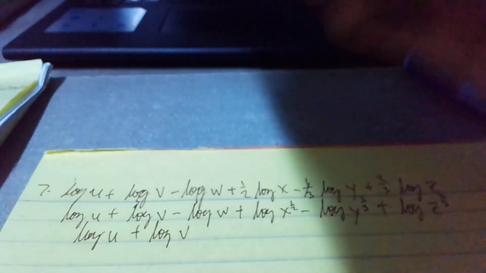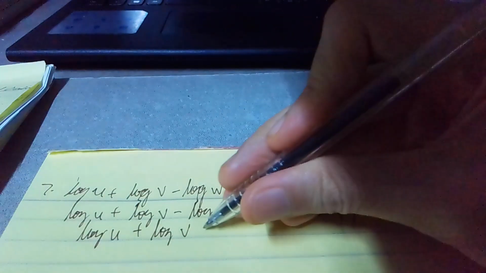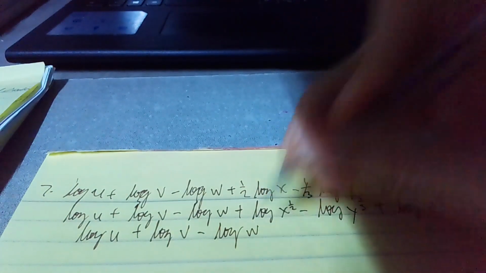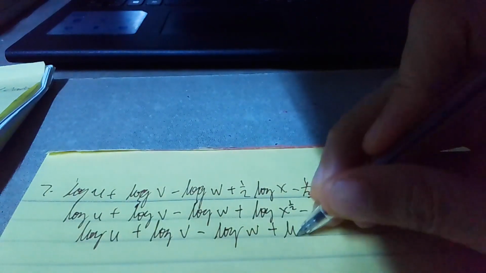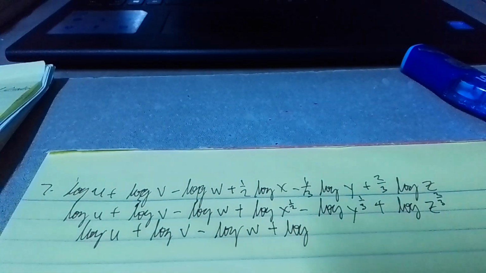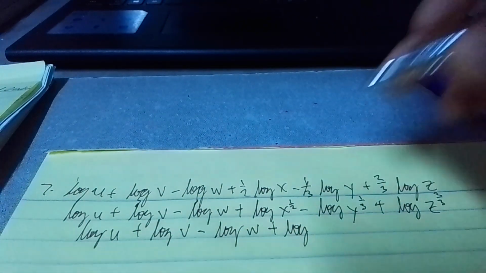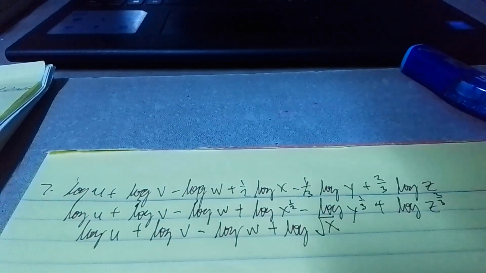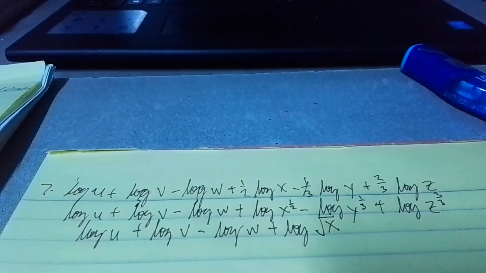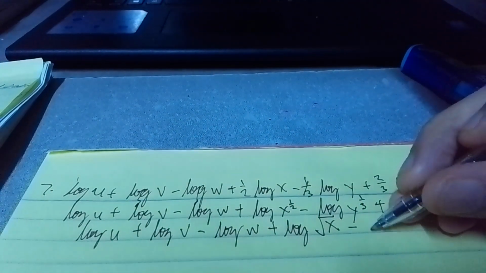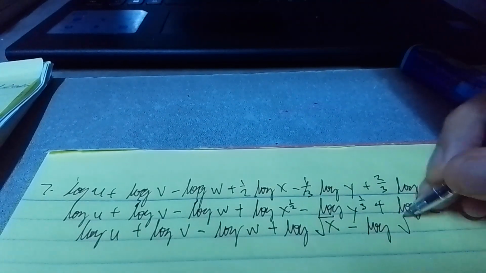And then log of x, that's the same as plus log of x raised to the 1/2 power. And then the log of y, that's raised to the 1/3 power. And then the log of z, plus log of z raised to the 2/3 power. Hey, one more thing. Did you know that we can rewrite the fractional exponents into radicals, right? So rewriting it, we do it like this.